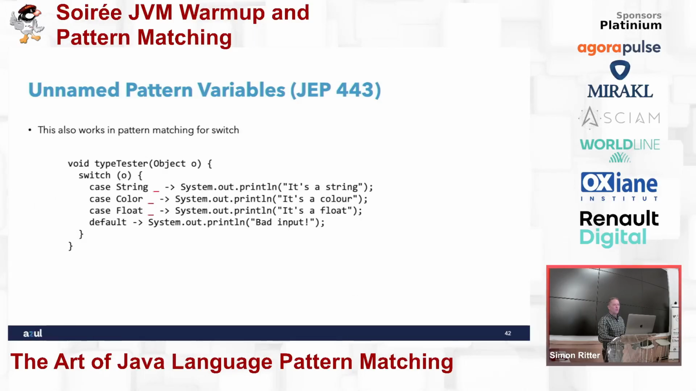And then the other thing that I was going to talk about, which we came back to earlier, is the idea of unnamed pattern variables. You can also use them in case with, so if you had case String, and you would normally give it s and use s on the other side of the arrow operator, if you don't want to use the variable, you can simply use an underscore to ignore that.